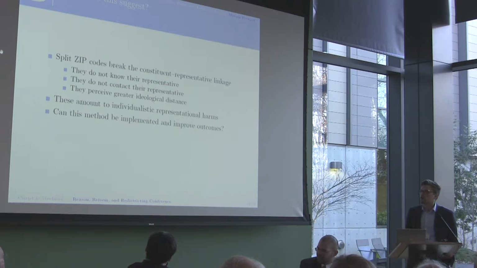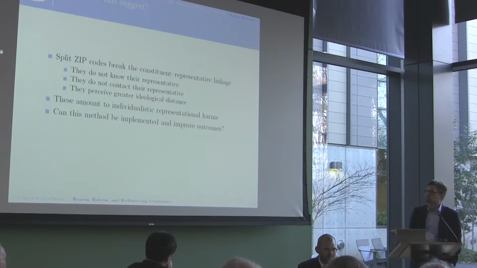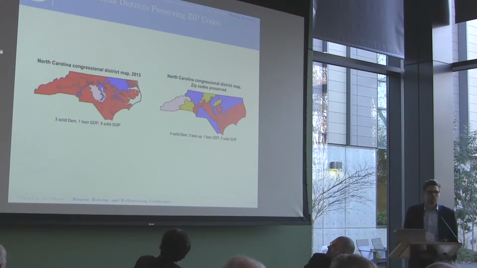And then we asked the question, could we actually implement this? Could we redistrict in a state and preserve every single zip code while also preserving things like the Voting Rights Act and equal population? And so here is the outcome of that. Here are the maps used in 2013 to elect members of Congress for North Carolina. These are the maps that were actually used.